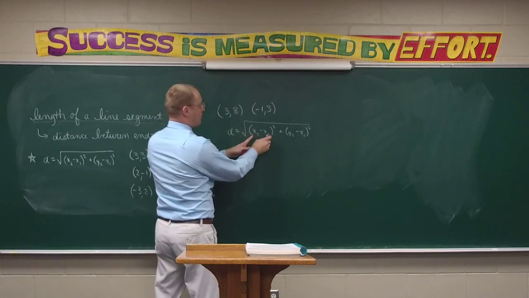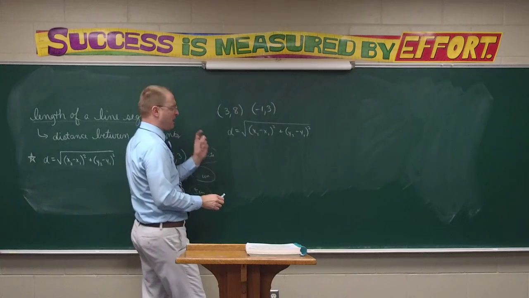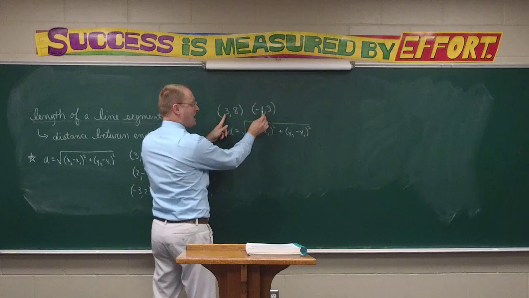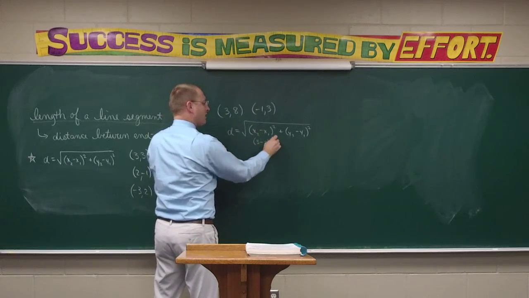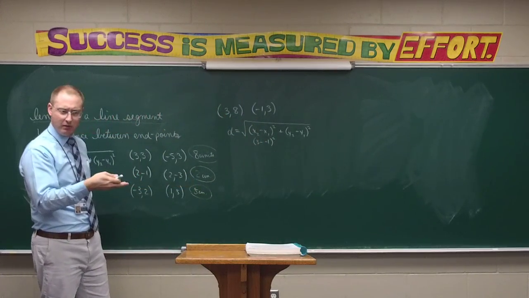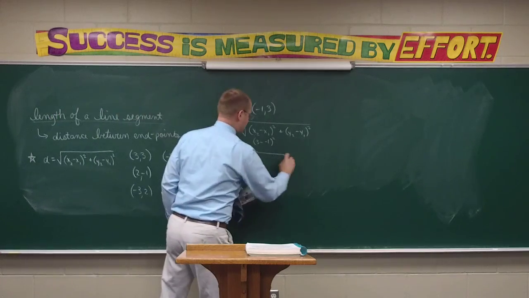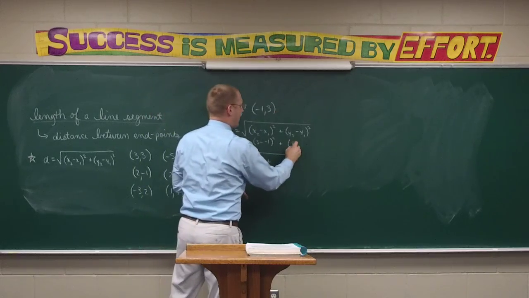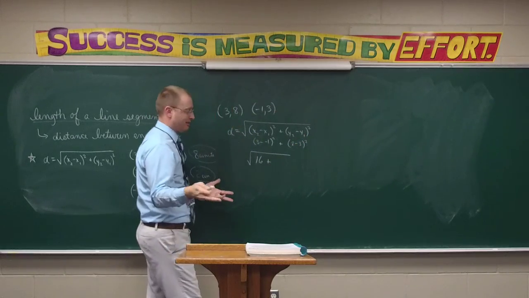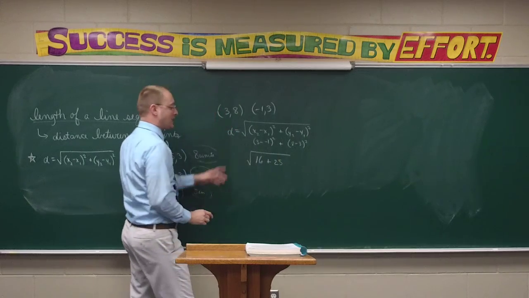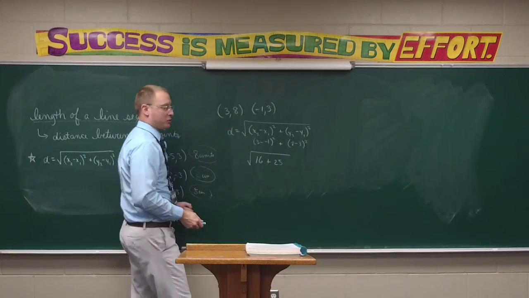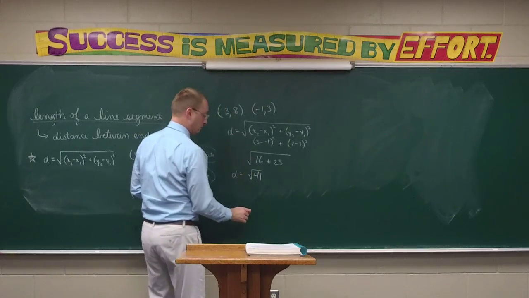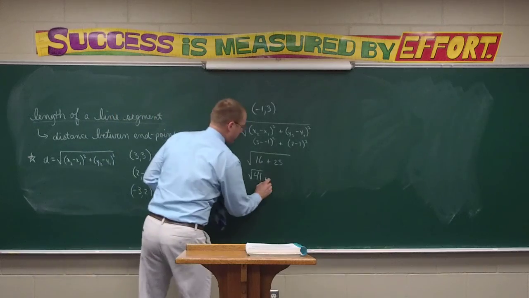Well, for my x2 minus x1, we can do some of this in our head, can't we? 3 minus negative 1? 4, and then square it, 16. And then y2 minus y1, or 8 minus 3 squared, is 25. So we're going to take the square root of 16 plus 25. Well, what is 16 plus 25? 41. So we end up taking the square root of 41. That was my answer, square root of 41 units.